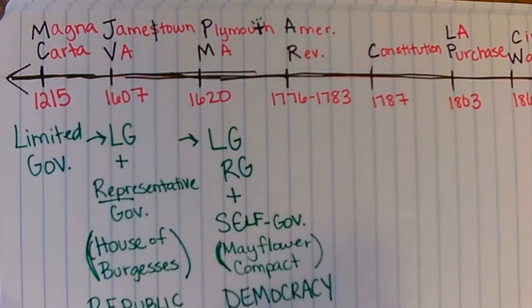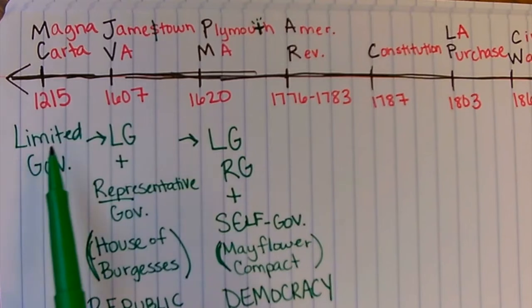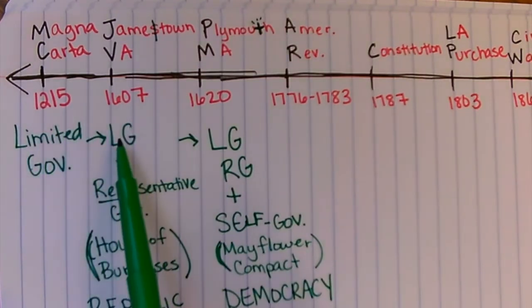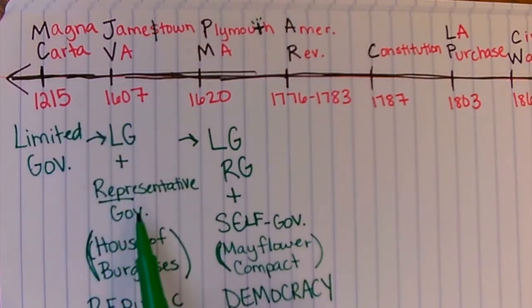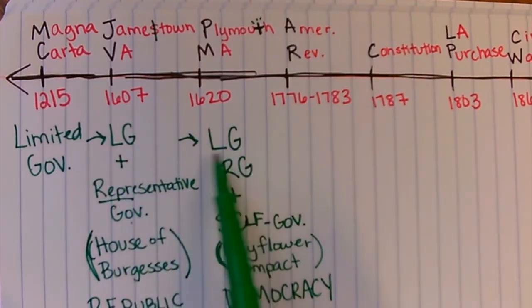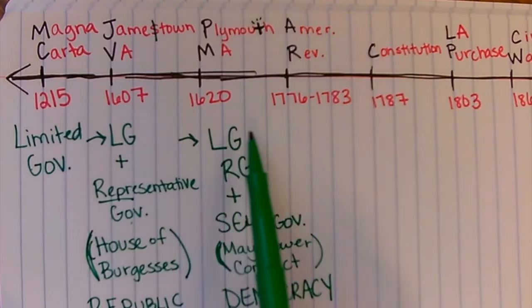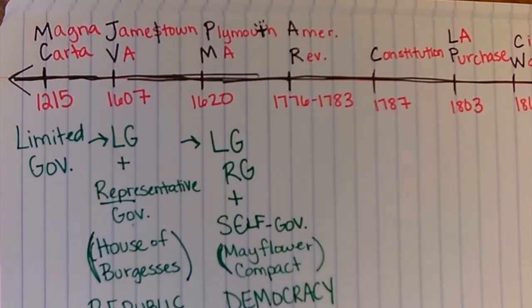And so we can already see this buildup. Limited government, it follows them to Jamestown. In Jamestown, they have limited government. They add to it with representative government. Plymouth, Massachusetts, they have limited government and representative government. They're going to add to it with self-government.